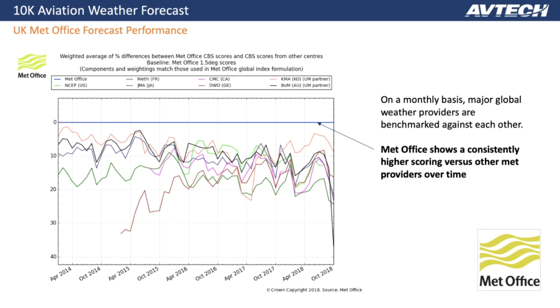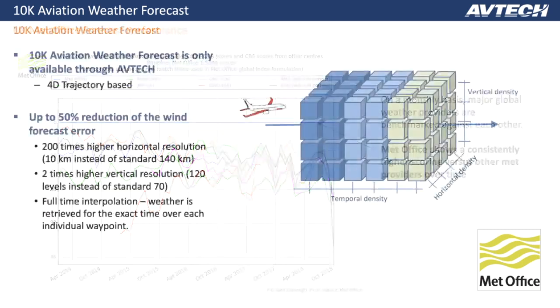So let's start by looking at the proof of the quality. What you see in front of you is that on a monthly basis, major global weather providers are benchmarked against each other. And the following graph shows the Met Office scoring versus the other providers, showing a consistently higher scoring result over time. We see the blue line in the graph is the Met Office result, which is placed at 0, and all the other weather provider scorings are in relation to Met Office, and we can see that consistently better forecasting performance is achieved.